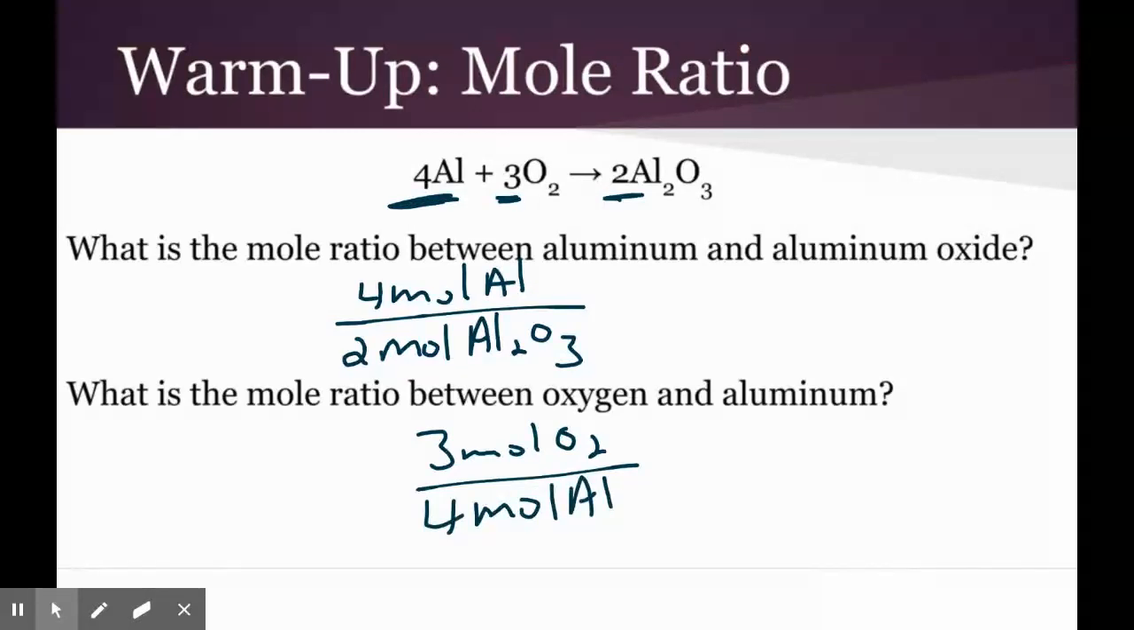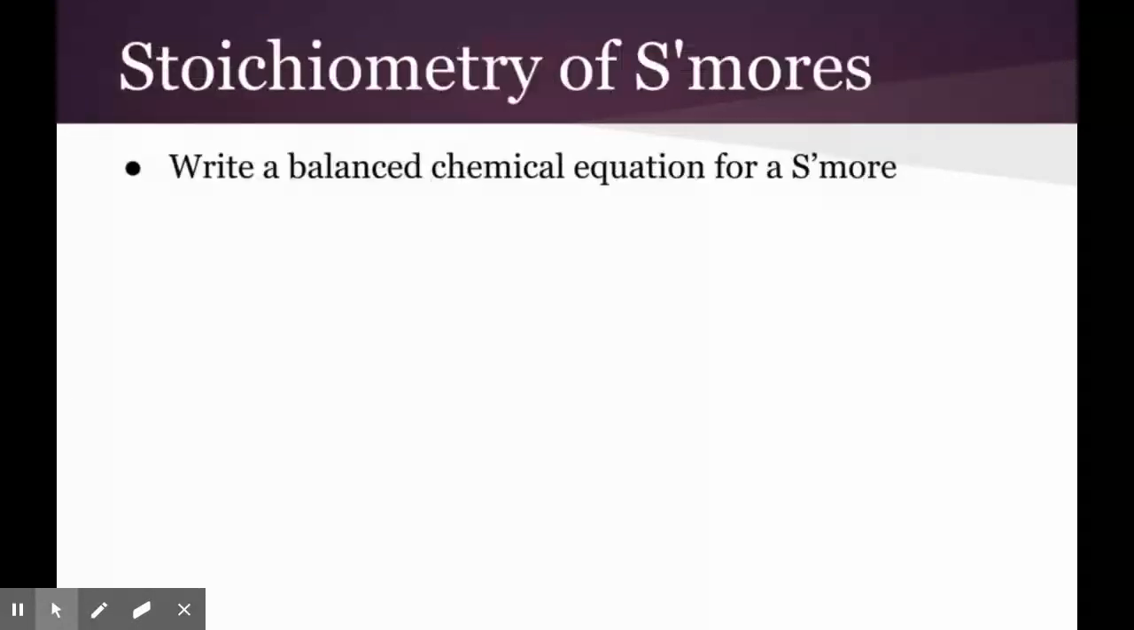Okay, so today we're going to learn how to use the mole ratio to convert between substances within a chemical reaction. So we're going to start with an example using s'mores to get an idea of what we're really trying to accomplish here. So I want you to write a balanced chemical equation for a s'more. So you need to think about what the reactants are for a s'more.